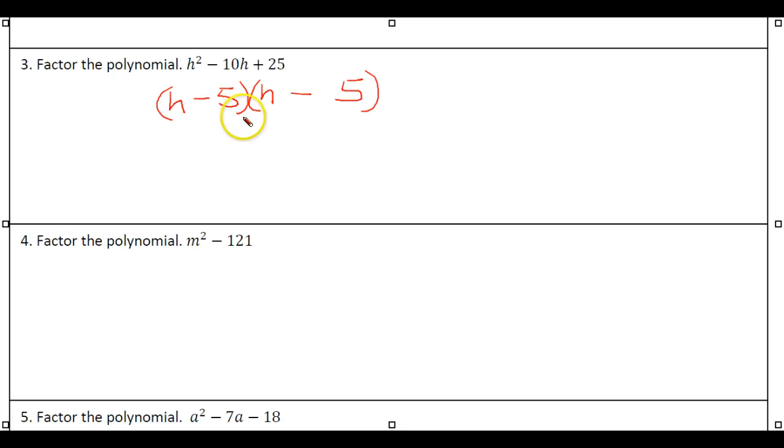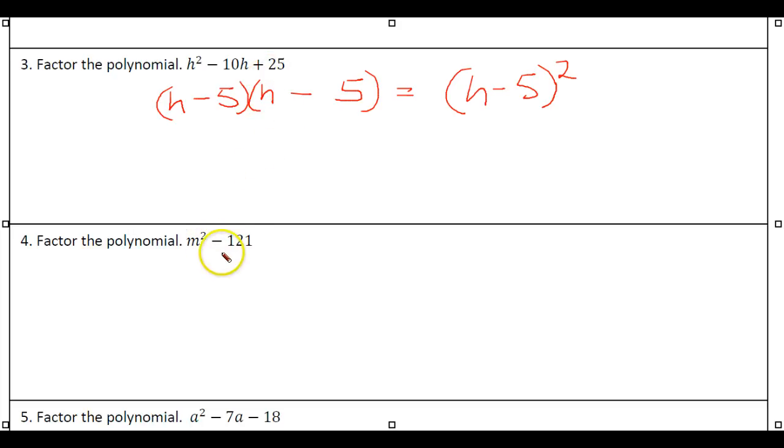Now this example is often written this way, but could also be written this way. So this is a binomial that we square, and when we FOIL it, we get this.